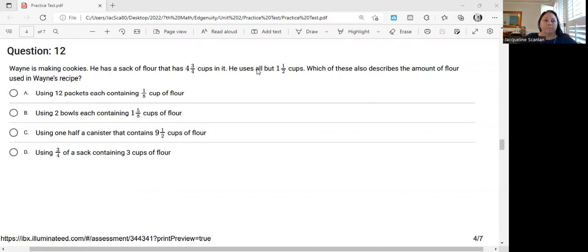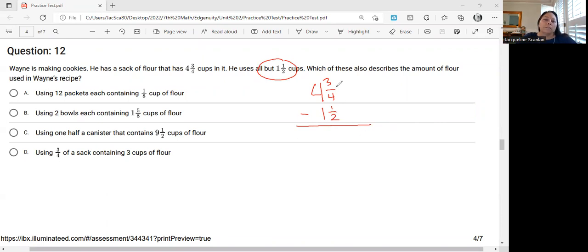In order for us to answer this question, we first need to figure out how much flour he uses. We know that he uses all but 1.5 cups. That doesn't mean he used 1.5 cups. So in order for us to figure out how much he did use, we're going to take the 4 3/4 cups that's in the sack, and subtract the 1.5 cups that are left over. That's going to tell us how much he used.